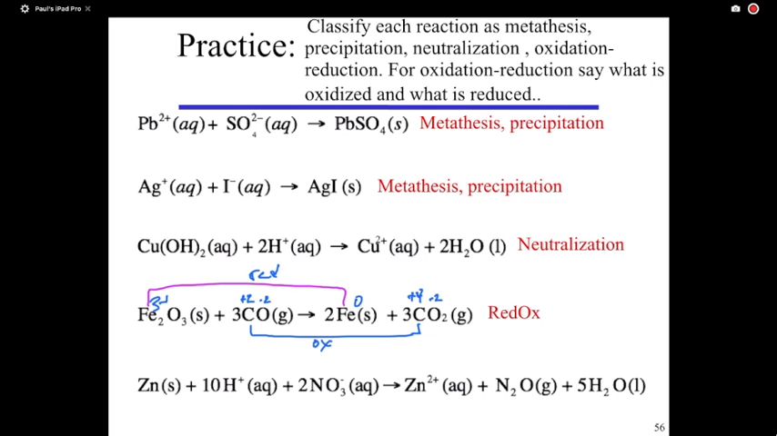What do you think the bottom one is? What can you see very, very simply about the zinc? It goes from what oxidation state to what oxidation state? 0 to plus 2. All right. One of the things is going to be oxidized or reduced. If one is going from 0 to a plus 2, it loses electrons. That must be oxidized. There's something else that must be reduced. So that is a redox reaction also.